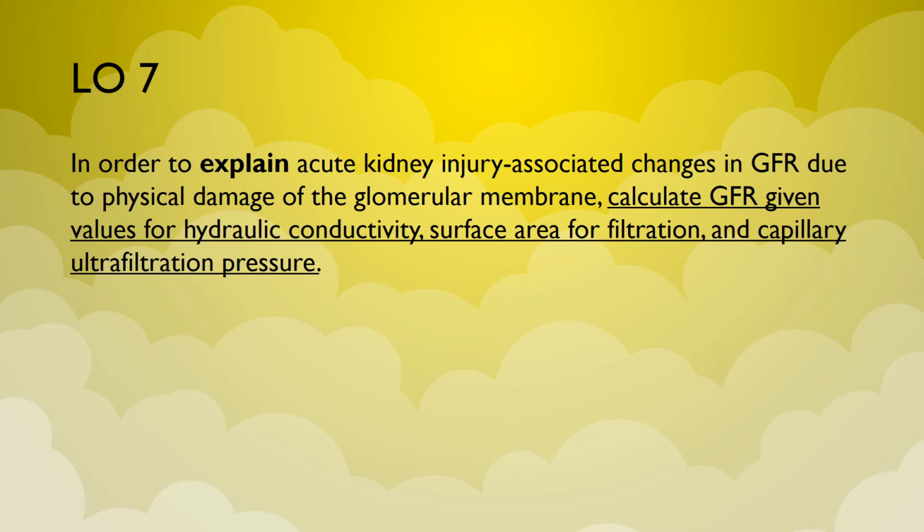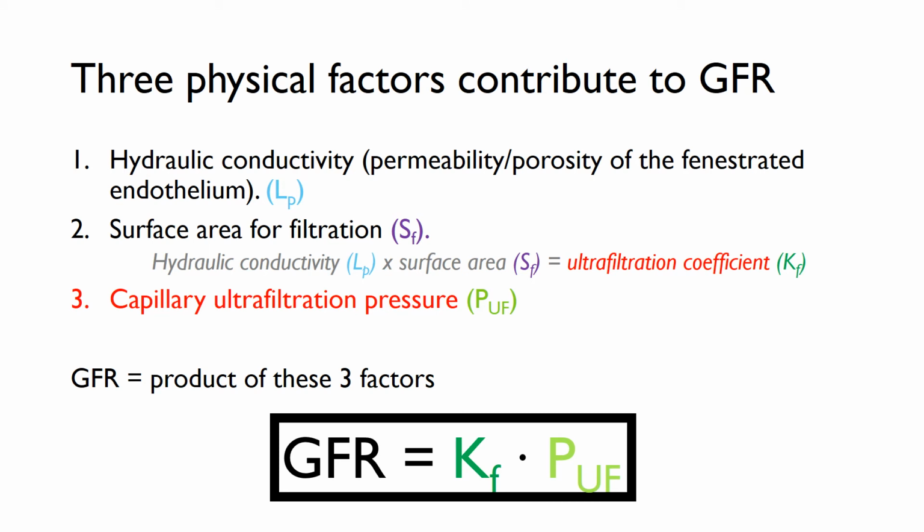So next we're going to start talking about changing the capillary hemodynamics and what impact that has on glomerular filtration rate. Three physical factors contribute to glomerular filtration rate, and they are 1, 2, 3 here. One, the hydraulic conductivity. This is basically how leaky is the fenestrated endothelium of the glomerular capillary. It's called the permeability or the porosity of it. Essentially, how leaky is it? Two, the surface area for filtration. So you need to know how leaky is something and how much surface area do you have for stuff to leak through.